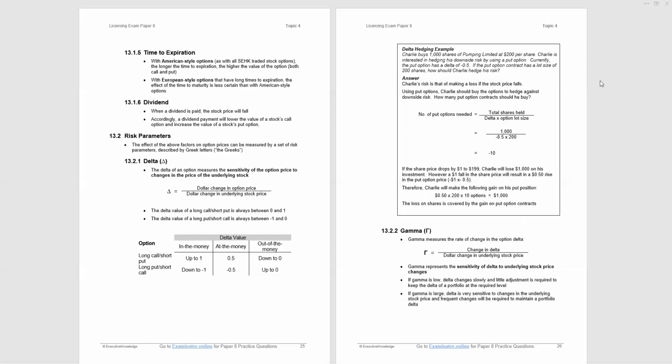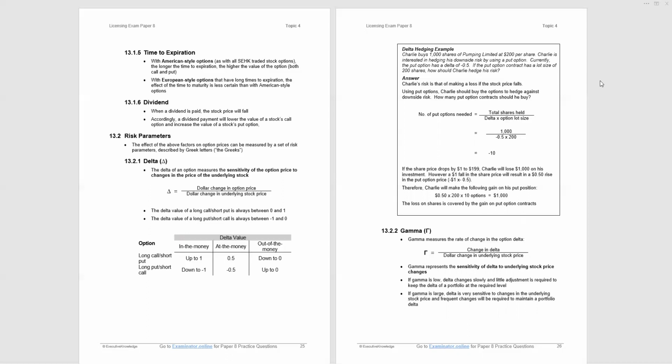I've given you an example there, top of page 26, of a delta hedging example. Please read through it, study it, see the relationship, but we're really on the periphery of the material of Paper 8 here. If they were to set a question on that, you're unlucky. But be aware of what the delta represents. It's the sensitivity of the option price to changes in the stock price itself.